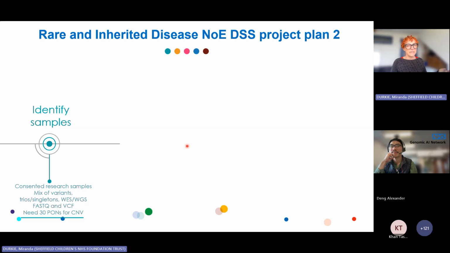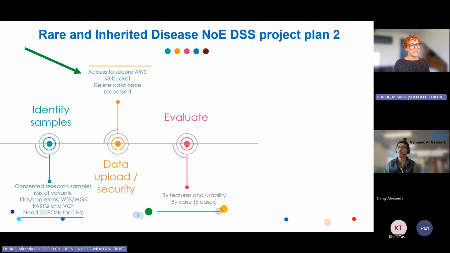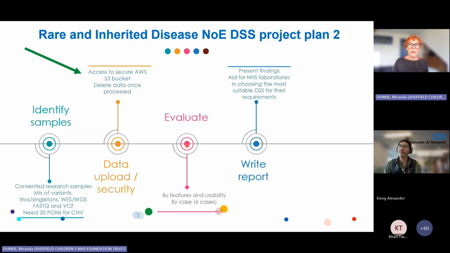But we've now got some consented research samples with a mix of different interesting variants, a mixture of singletons, trios, exome and genome data, FASTQ, VCF, etc. We're now at the process of getting that data uploaded and ensuring all the data security is fine, and that no one gets to keep that data. Once that's done, the next steps will be to evaluate by features, usability, and by the 6 cases. And then the final plan will be to write up this work as a report.